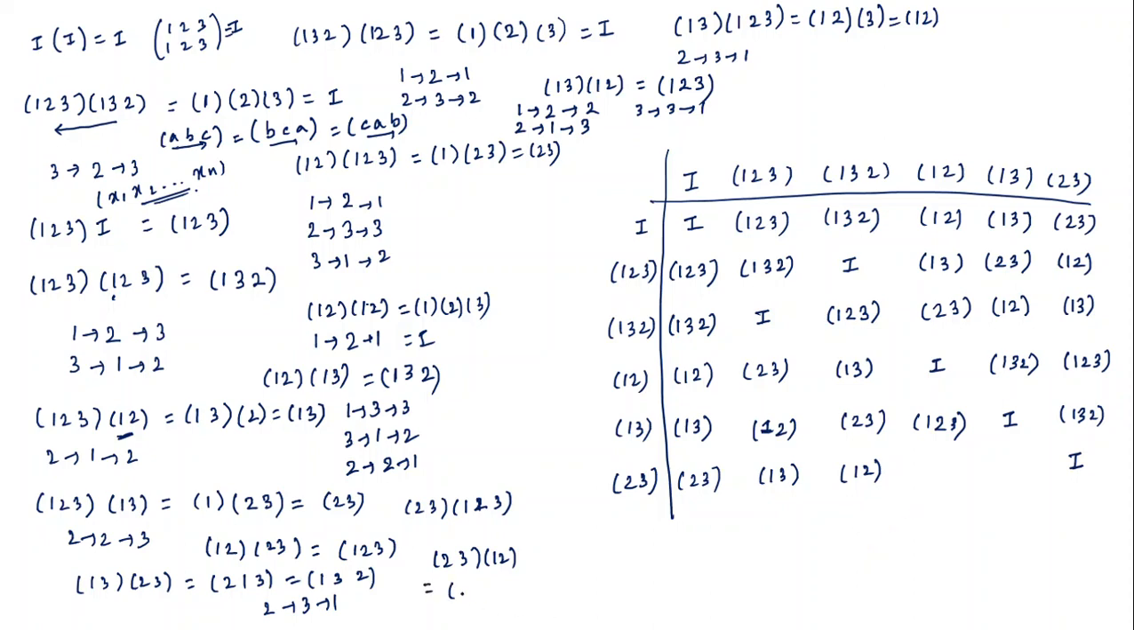So 1 mapped to 2, 2 to 3. So here 3 is fixed, 3 mapped to 2. So 1 3 2 is what we have. And here we will be having 1 2 3. You can calculate and find it out. So this is how the table looks like. Okay, this is how the permutation table, the composition table looks like.